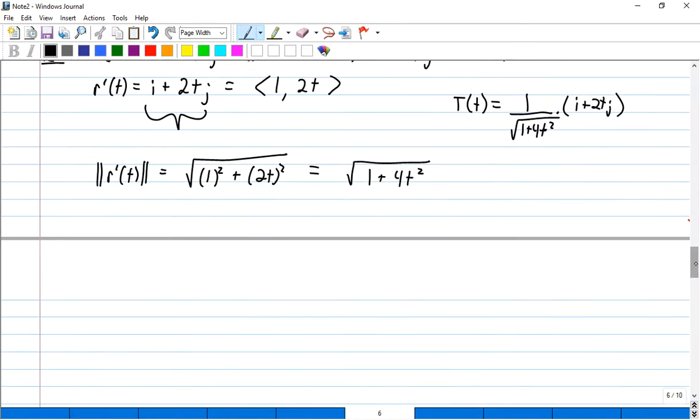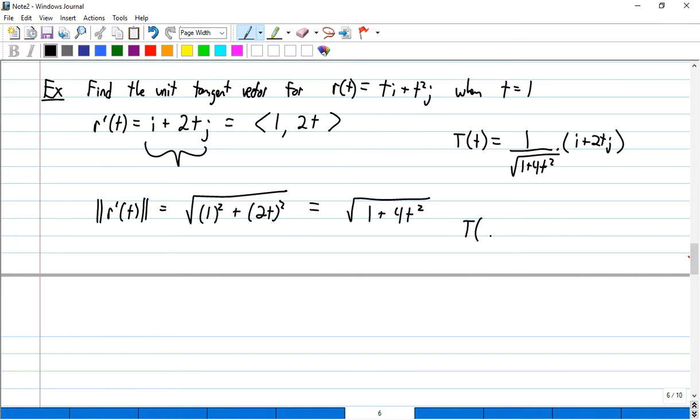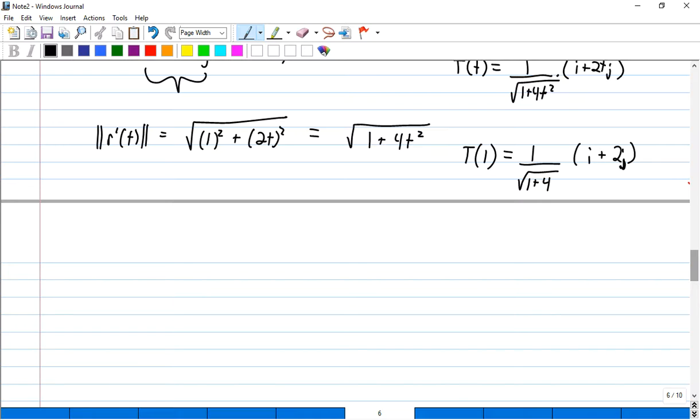So what would the unit tangent vector be equal to when t equals 1? That's capital T of 1, which would be 1 over the square root of 1 plus 4 times 1 squared, so 1 plus 4, times i plus 2j. Yes, you can write it in the numerator. It's not wrong to do that. I guess because this part's going to be a constant, that may be the reason why they separate it like that, but it's okay to write it in the numerator as well.